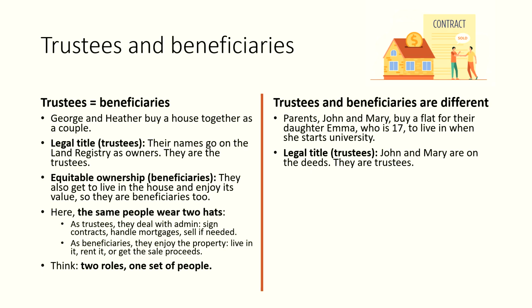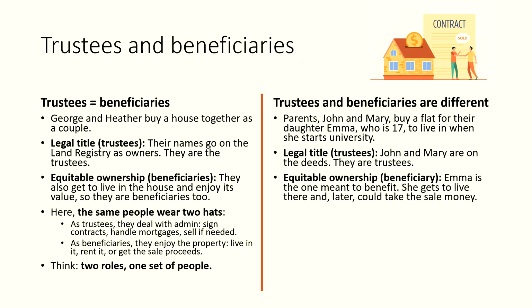Now, what is the difference? The title deeds are on John and Mary. They are the ones who've handled all the contracts, who've done all the purchasing, they signed everything. Maybe they had a mortgage as well, or the admin work was done by them. And then Emma, however, is the one who's meant to benefit, so she gets to live in the property. And maybe later on, once she's got a job, maybe she wants to have her own family, maybe she's moving somewhere for a job, she could sell the property and she can keep the money from that as well.